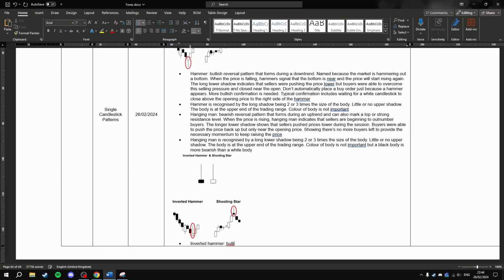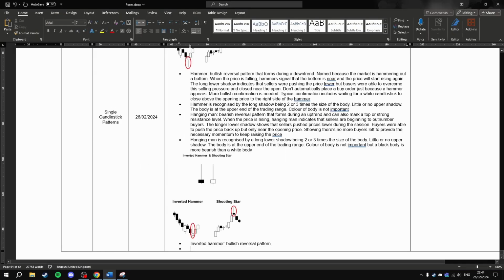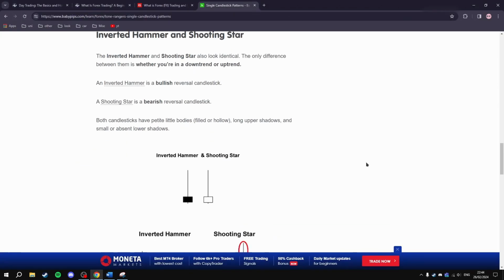Bullish reversal pattern. You're in a downtrend or uptrend. A shooting star is a bearish reversal candlestick. Shooting star, it's the bearish reversal pattern. Both candlesticks have petite little bodies, filled or hollow, long upper shadows and small or absent lower shadows.